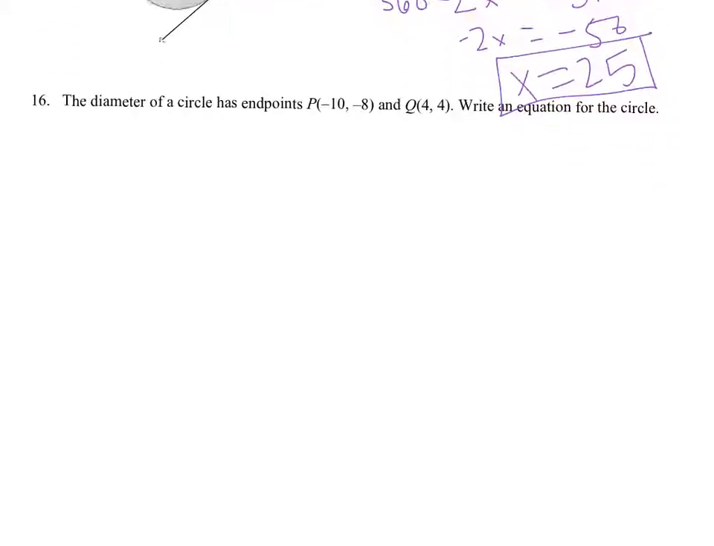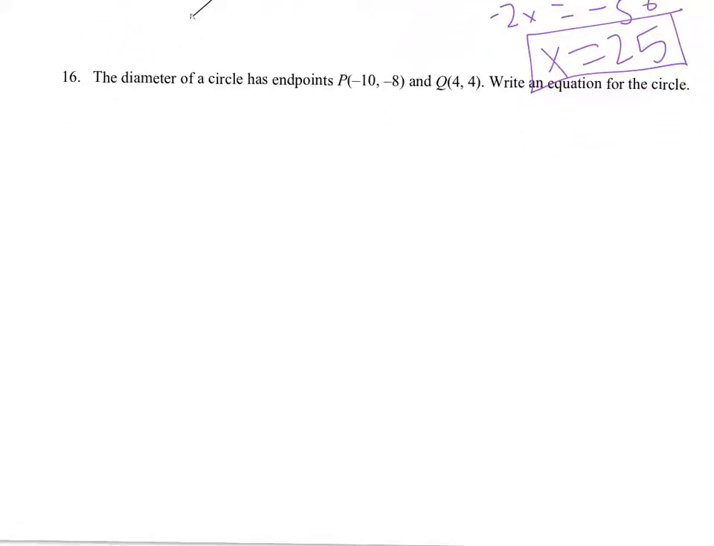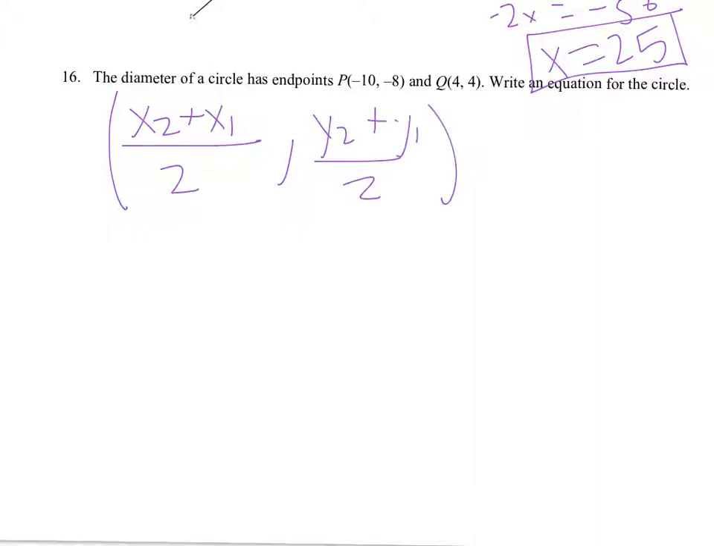Last one, and then we're done. Diameter is given. You have to first figure out what the center is. If you don't know the formula for midpoints, you should write this down. It's when you add the two x's together, divide by 2, and you add the two y's together. It does not matter which one you have first. So if I add those two together, negative 10 plus 4 will give me negative 6, divide by 2 will give me negative 3. Negative 8 plus 4 is negative 4, divide by 2 is negative 2. So my center is this.